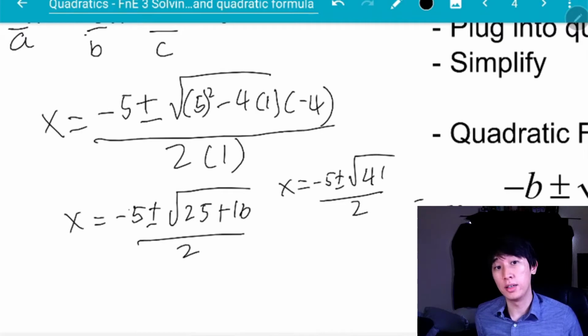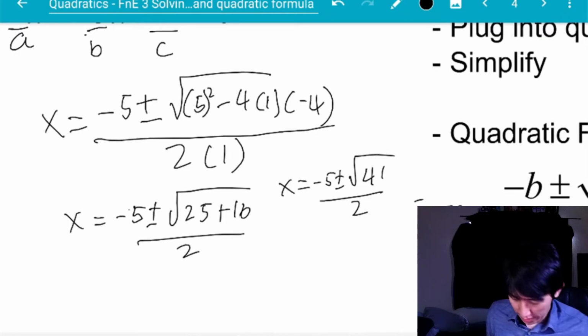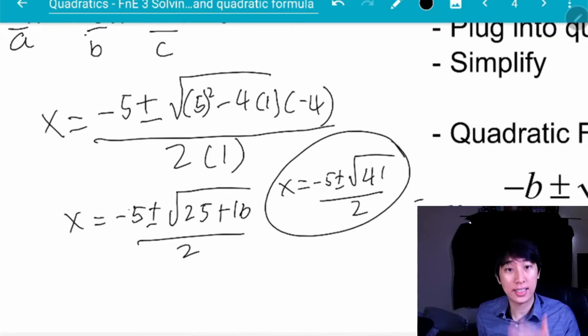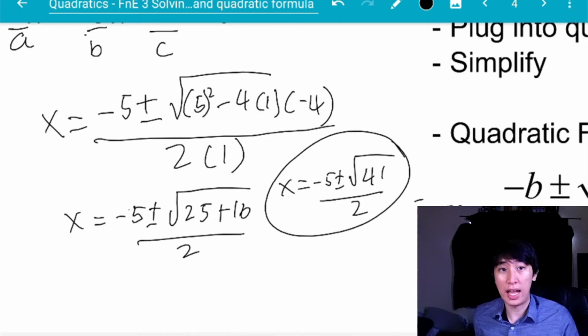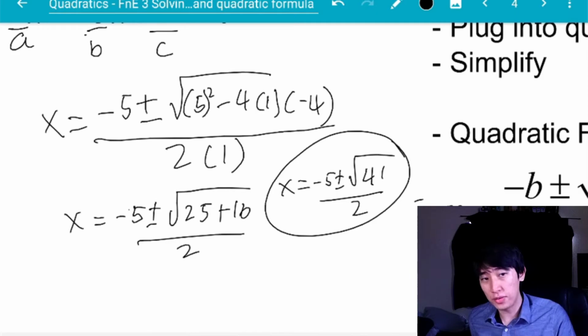No, it's not, unfortunately. It's 1, 4, 9, 16, 25, 36, 49. So we skip over 41. So because of that, this is your answer here. That's the nice thing. If you want, you can plug it into a calculator. Negative 5 plus square root of 41 divided by 2. Negative 5 minus square root 41 divided by 2.